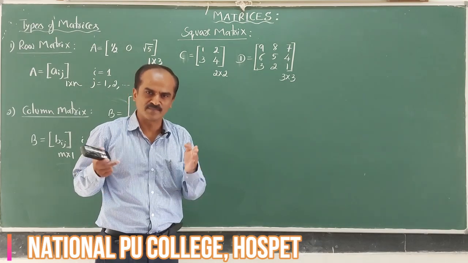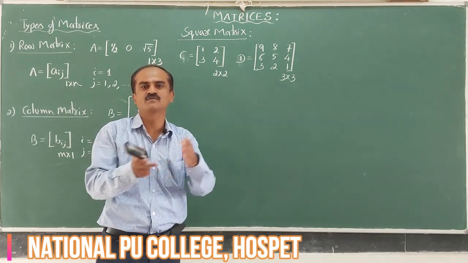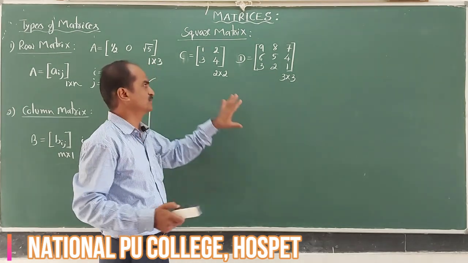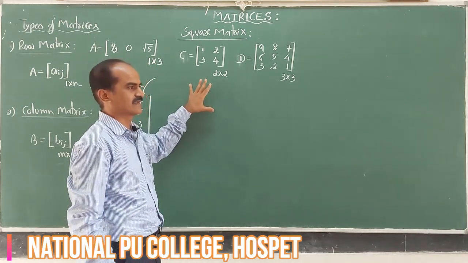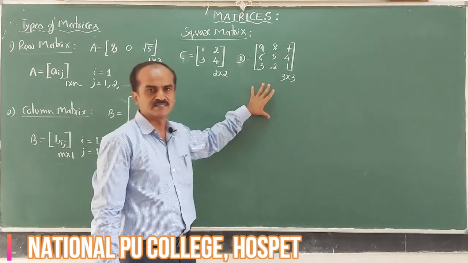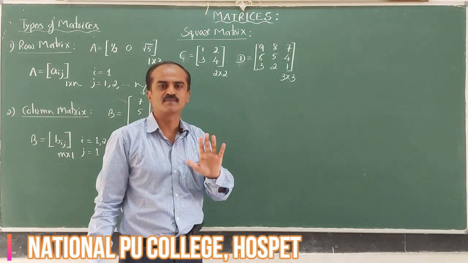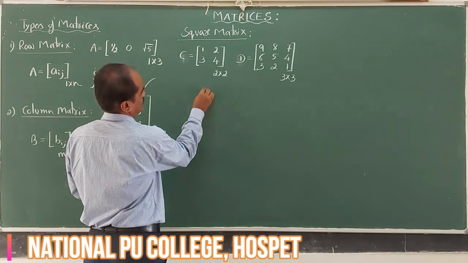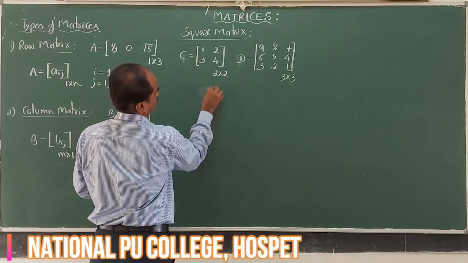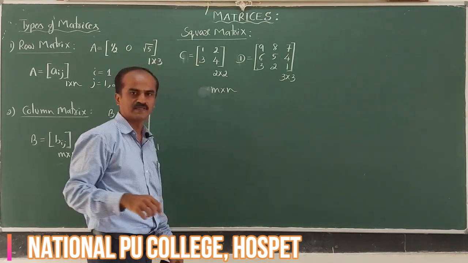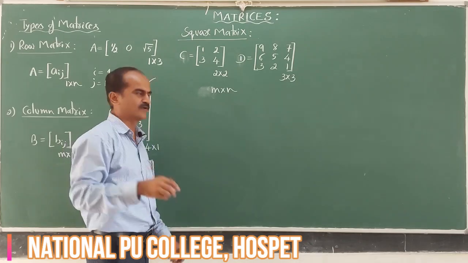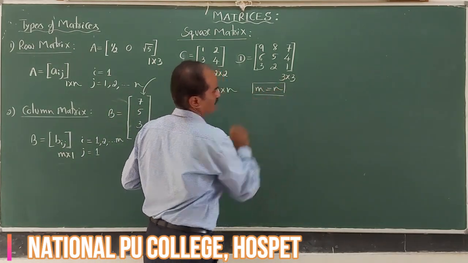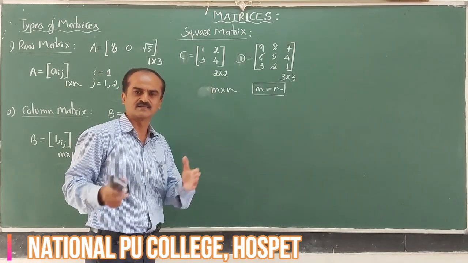Because as the square matrix itself indicates, number of rows equal to number of columns, it is enough to say any one number. Square matrix of order 2 is enough. It is equivalent to saying matrix of order 2 by 2. Similarly, this matrix can be said as square matrix of order 3. So, any matrix of order m cross n is said to be a square matrix if and only if m equal to n. When the number of rows is equal to the number of columns, then only we say that that matrix is a square matrix.